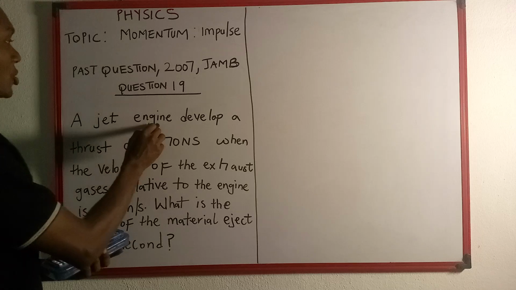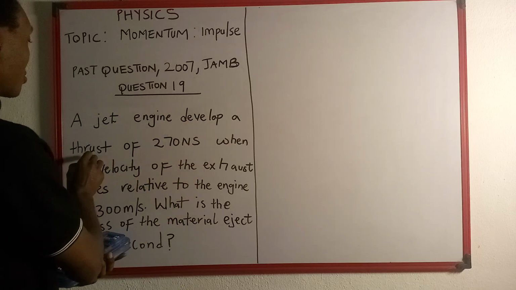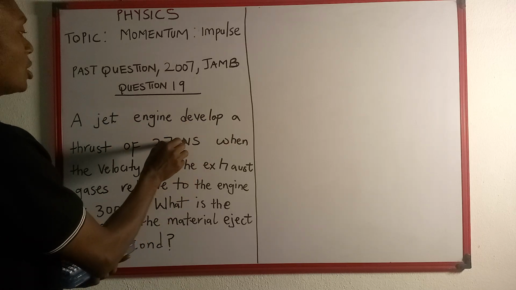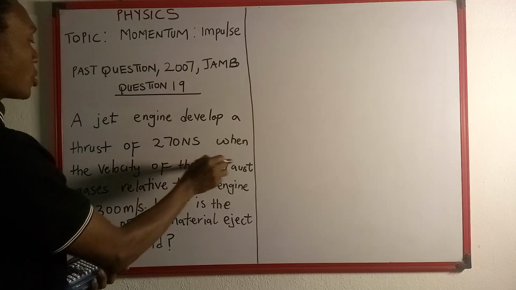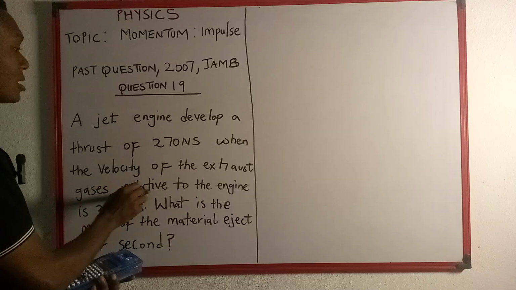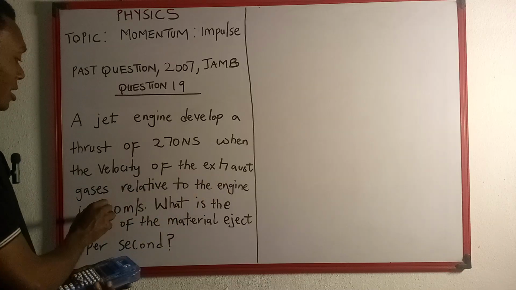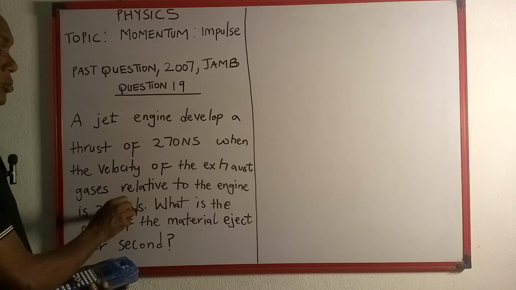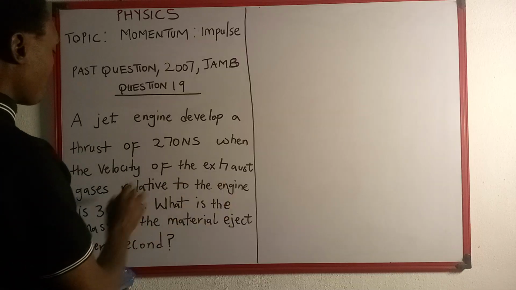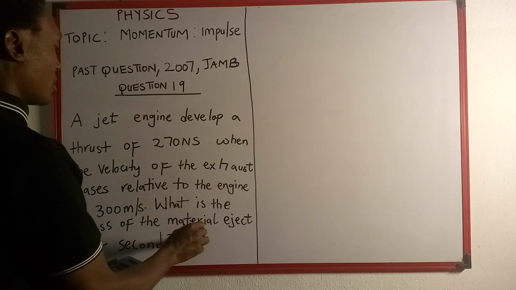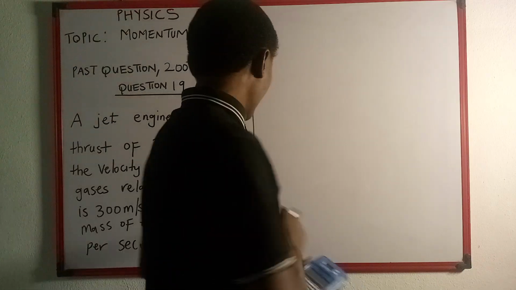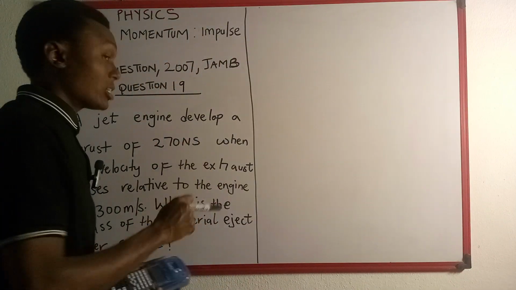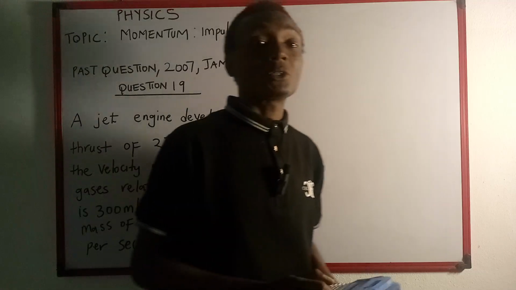A jet engine developed a thrust of 240 Newton seconds when the velocity of the exhaust gases relative to the engine is 300 meters per second. What is the mass of the material ejected per second? That is what you're looking for.